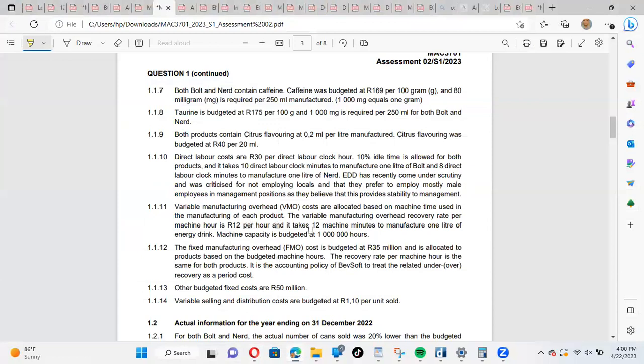Is it 10? 10 minutes for Bolt and 8 minutes for the other. Oh, at 30 rands per hour, you are right. Is it the same labor, ne? We want machine hours because we are recovering this based on machine hours. Oh, that was the labor. Okay, sorry, my mistake. So for machine hours, it's 12 minutes, which gives us a liter of each.